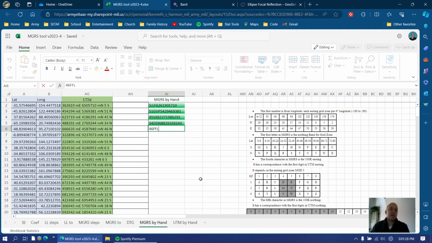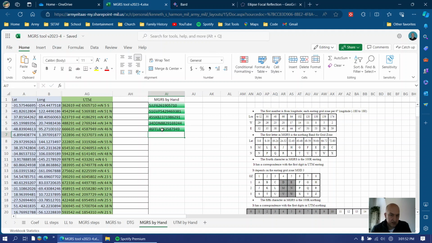Now I can grab the next 10 digits. We already used that first 6, so we're going to use the next 5 digits, 6, 6, 6, 3, 5. We already used the 45, so the next 5 digits are 87949. And we got it. That's how we go through and convert latitude, longitude with UTM into MGRS.